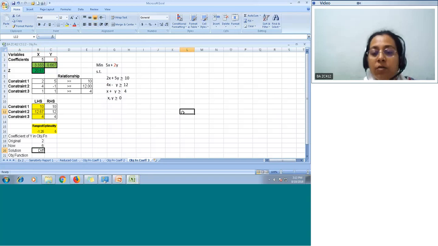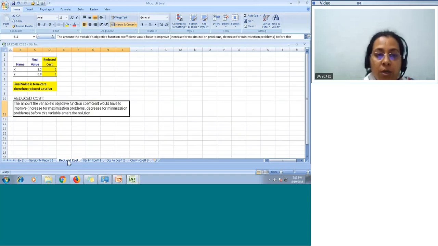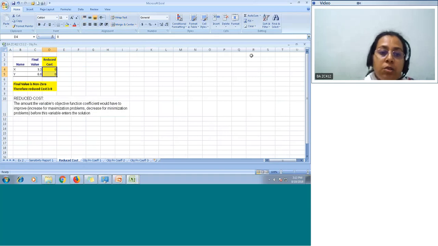So I think now you understand what the feasibility range is, what shadow price is, and what reduced cost is. Reduced cost should be non-zero when a variable is not playing a role. If my x and y are playing a role in giving me the objective function values, then these two reduced costs should always be 0. This gives us the objective function coefficient improvement. So no improvement here, it's showing.